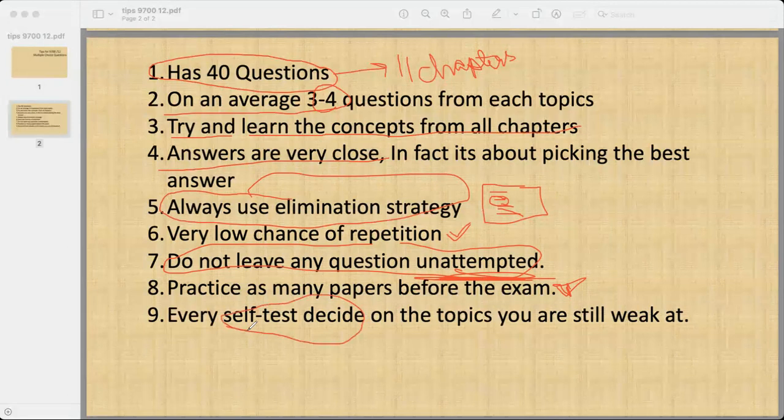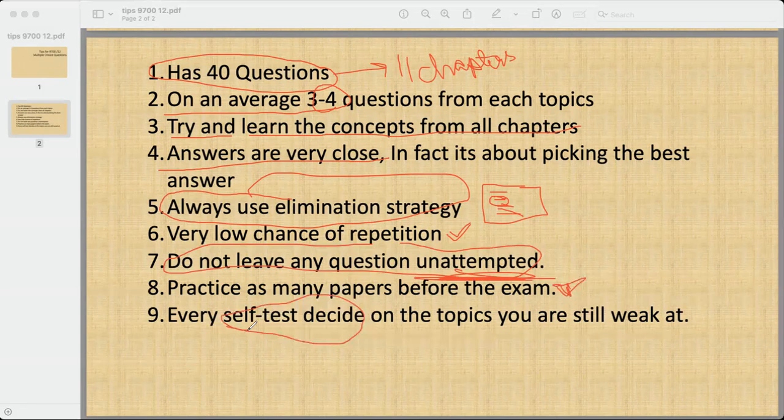The self-test while practicing these papers will tell you the topics you are still very much weak at. So what you should be doing is taking up the strategy of attempting an MCQ paper, checking it. The marking scheme is easily available. Try and check each question and see out of 40, how many you have got wrong. Go back to the topics in your book, the ones which are wrong, and re-revise those topics. That means there is still some scope for improvement. Try and revise those topics, very important.